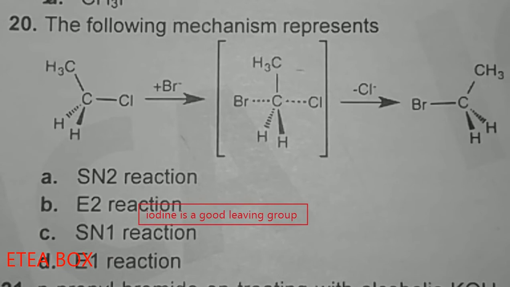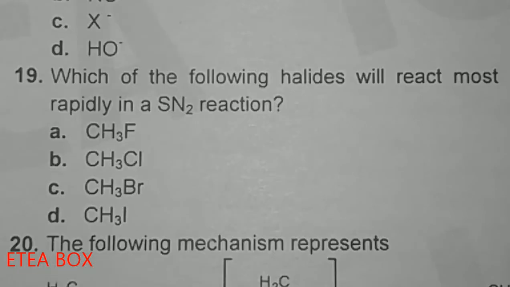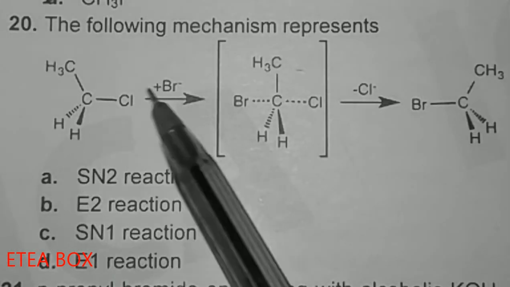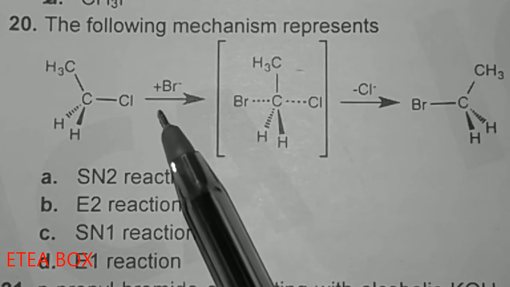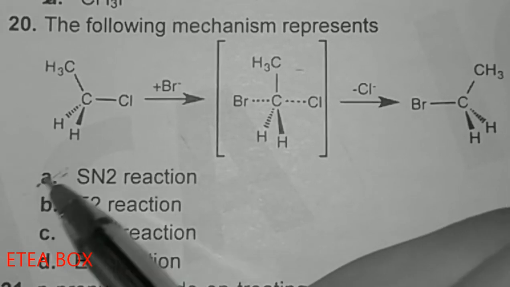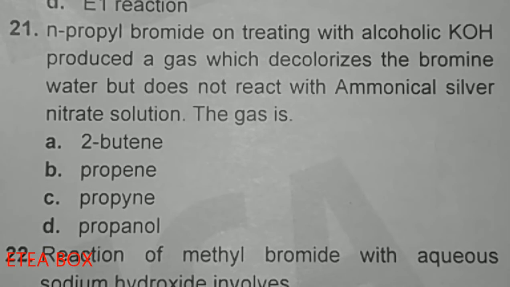The following mechanism represents. Now look at here, in the reactant side, two reactants are given, so it means that this one will give SN2 reaction. And look at here, substitution has occurred, okay, so this one gives SN2 reaction. Two reactants are present and substitution has occurred.